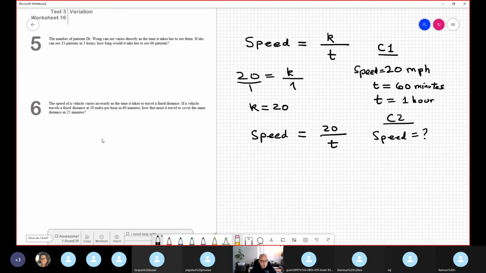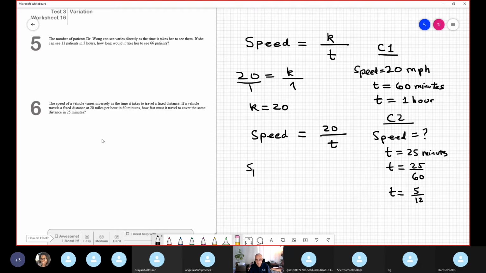How fast must it be traveled to cover the same distance in 25 minutes, and the time is 25 minutes. So I need to convert 25 minutes to hours. So divided by 60, no? 25 divided by 60. You convert this to hours, you divide 25 over 60, because I know that 60 minutes is 1 hour. And you put it in a calculator, it's 5 over 12. You put it in decimal or fraction, either way.